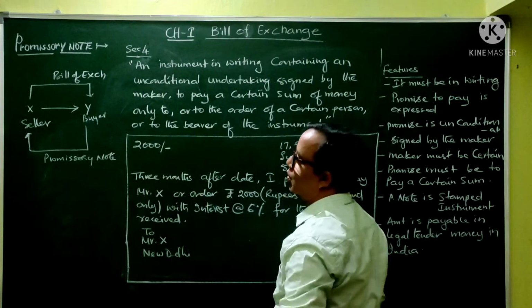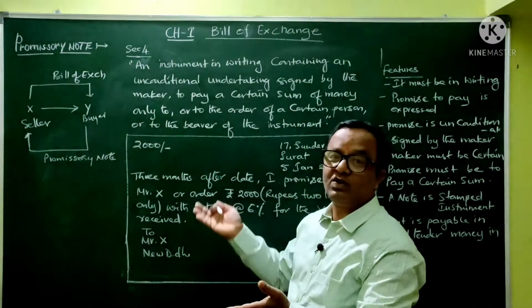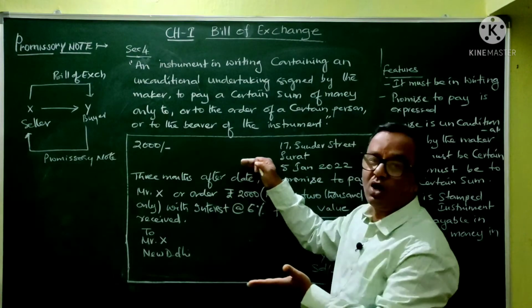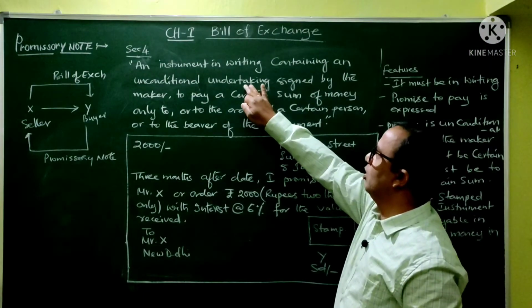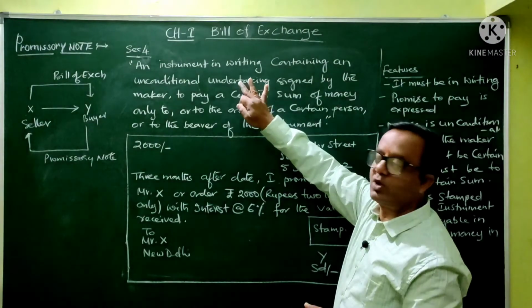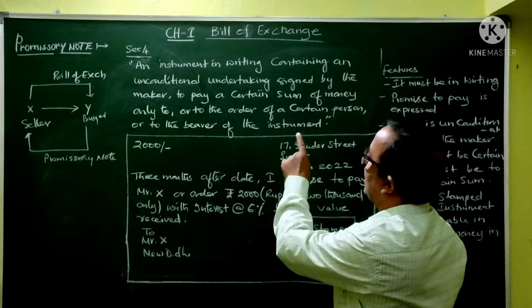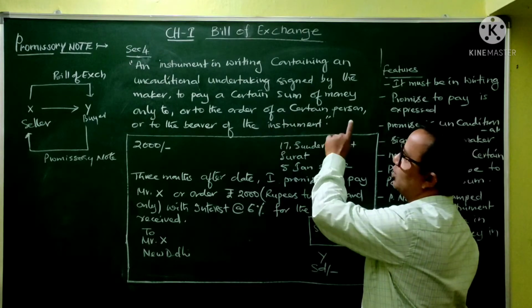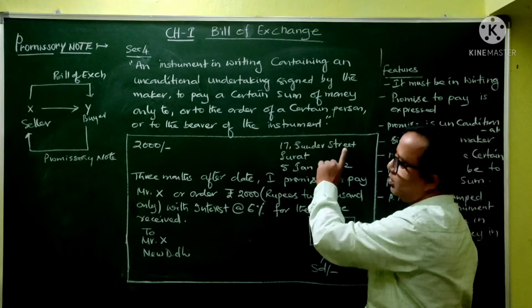Whereas in the case of a promissory note, the buyer himself is writing and giving it. In other words, he is promising to pay it. His position is lower there. So here it is not an order, but a promise to pay. So it is an undertaking. This is the only word which changes in this definition. So it is an instrument in writing containing an unconditional undertaking signed by the maker. What for? To pay a certain sum of money only to, or to the order of, a certain person or to the bearer of the instrument.